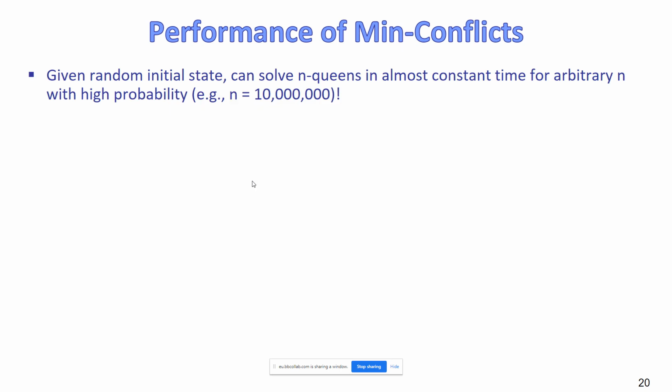Okay, now let's talk about performance, since you already asked about that. With iterative improvement, we can solve almost any n-queens problem in constant time, in many cases with very high probability. It can reach up to maybe 10 million queens. So you can imagine how large this is.